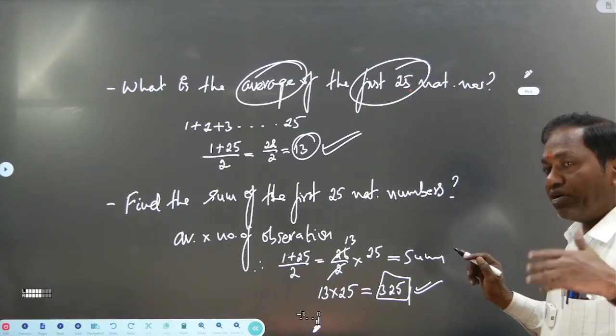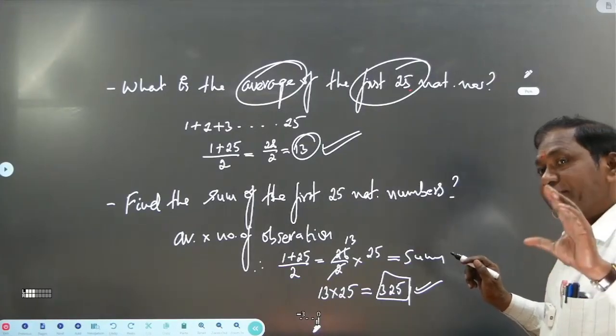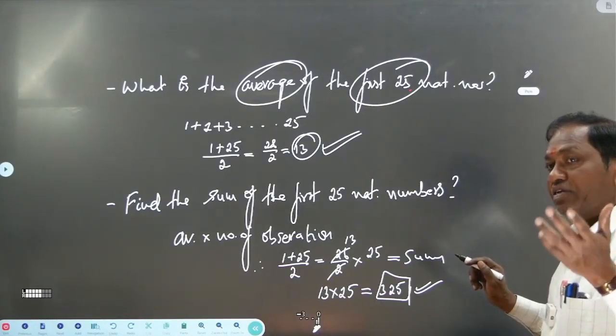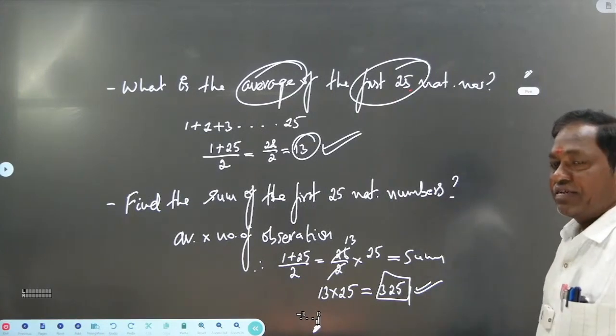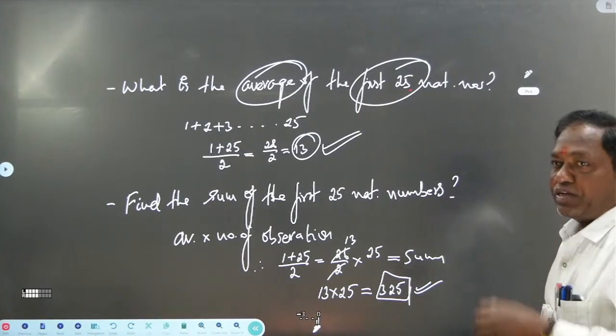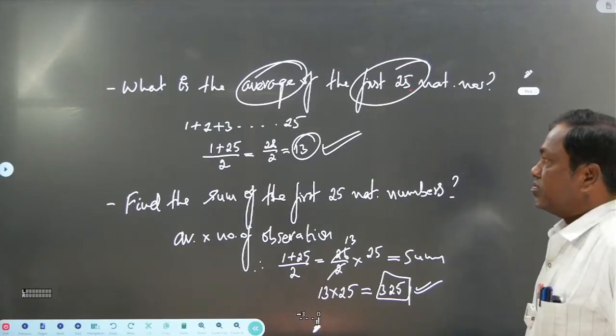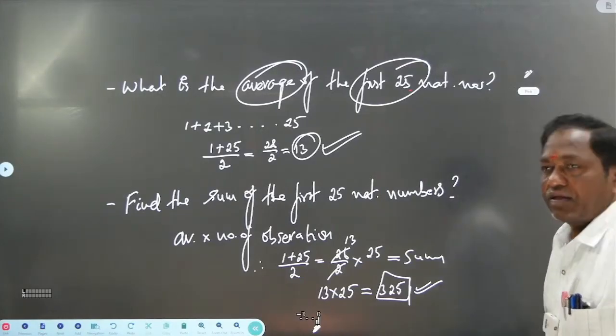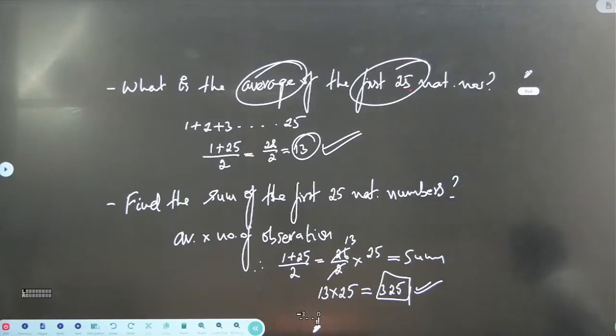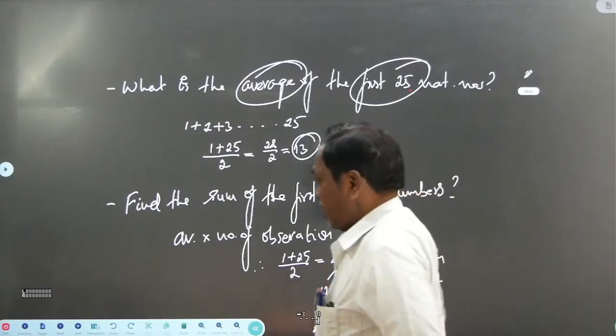If you try to solve part by part, it takes a lot of time. It demands more working space. That's why first the average will be known, then multiplied by the number of observations. Okay, yes. Now it's very clear, no?